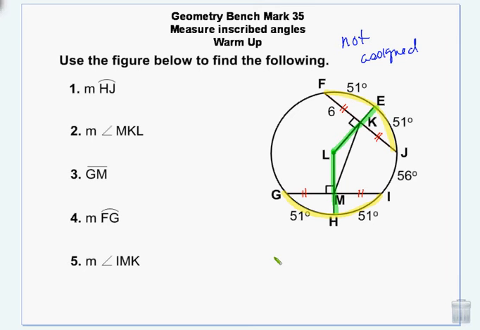And then I would have right triangles if I were to draw another radius here. So that's all.